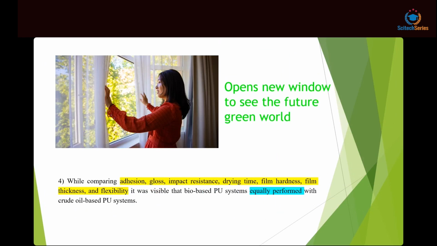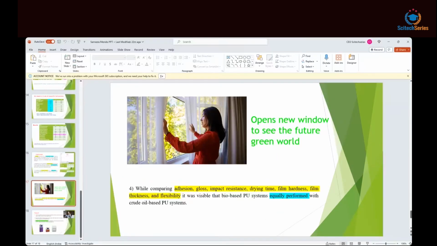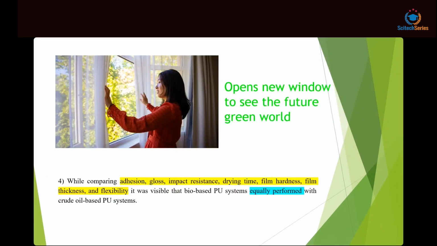Now, in the last conclusion, I finalize here: adhesion, gloss, impact resistance, drying time, film hardness, film thickness, and flexibility. These properties are equal with commercially available crude oil based PU systems. Therefore, we have a good journey in future to biological based PU systems, direct to metal systems, we can compete with commercially available crude oil based paints.